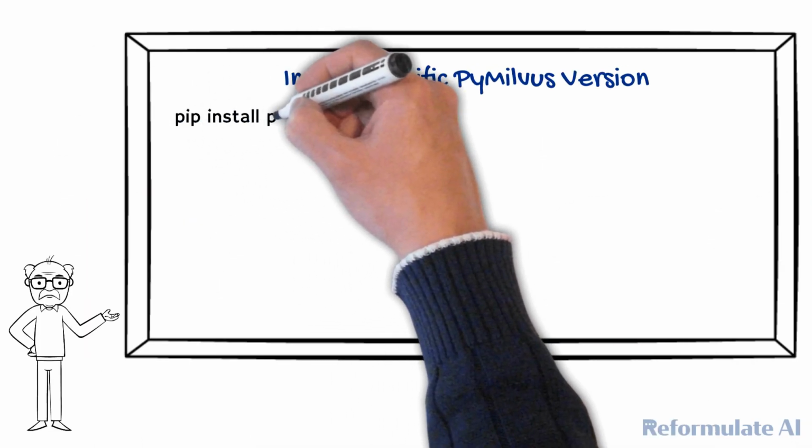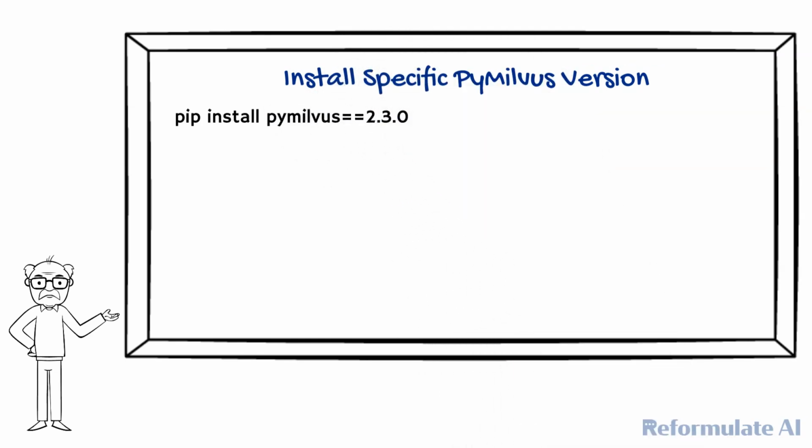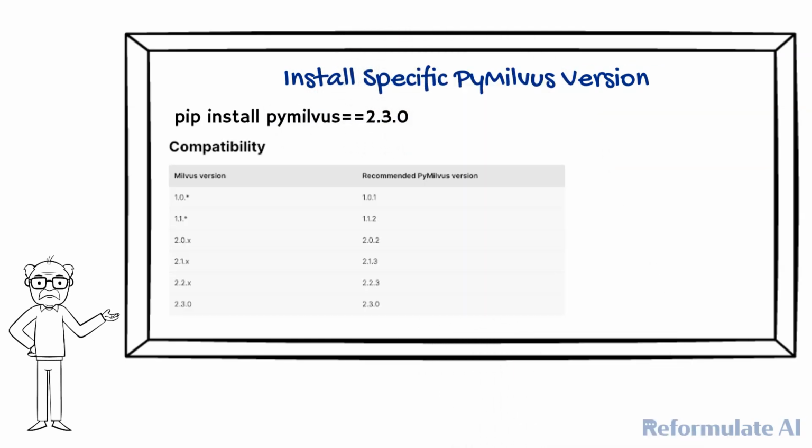It is important to install the correct version of the SDK which corresponds to your Milvus database version. You can specify the version as part of the pip install pymilvus command. To find out which version you should install, refer to the compatibility table on the main page of the Python API reference in the Milvus documentation.